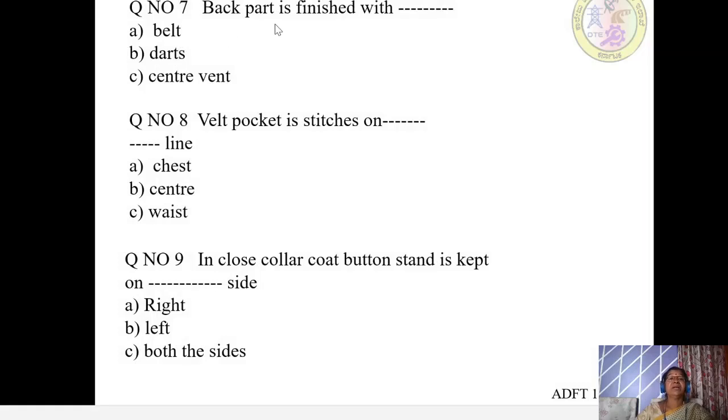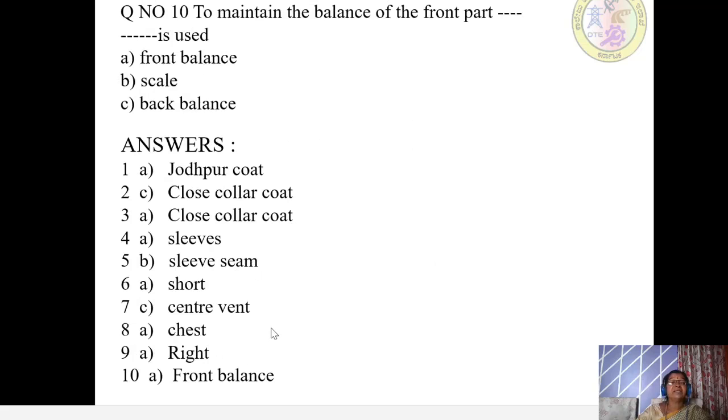Question number 7. Back part is finished with A belt, B darts, C center vent. Back part is finished with, answer C, center vent. Question number 8. Welt pocket is stitched on dash line. A chest, B center, C waist. The answer is A, chest line. Question number 9. In close collar coat, button stand is kept on dash side. A right side, B left side, C both the sides. The answer is A, right side.